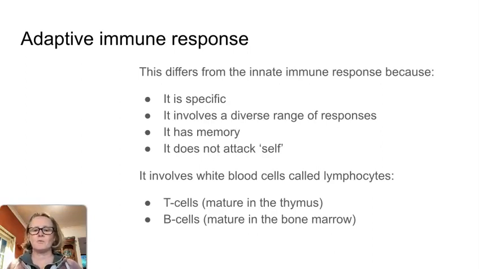And it involves white blood cells whose special name is lymphocytes, and we have two types, T cells and B cells, and the T and B stand for where they have been matured. So they're all made in the bone marrow, but they mature in different places: T cells in the thymus up here, and B cells in the bone marrow.